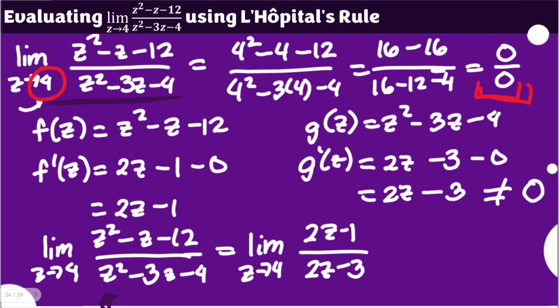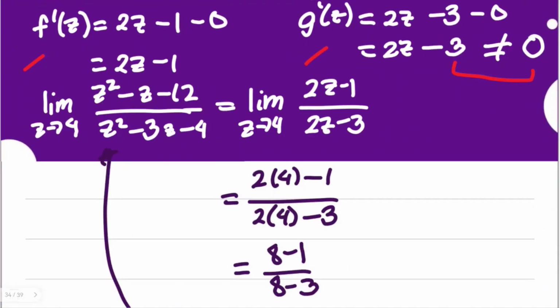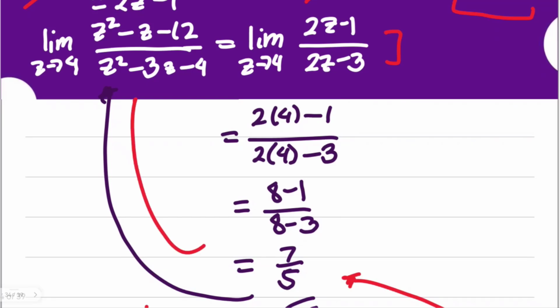And then if that is true, get the first derivatives of both, as long as the derivative of the denominator will no longer be 0. And then the limit of the derivatives is just equivalent to the limit of the original function.